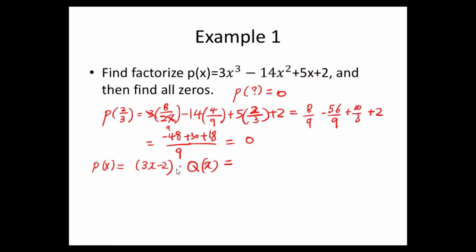Because it's a cubic polynomial, the quotient is going to be quadratic. So what you can guess is that the leading coefficient is going to be 1 because here you already have 3. So it's x squared. I don't know what's in the middle, but the last number should be 2. The last number is 2, but you have -2 here, so you have to multiply by -1. So this is as much as you can get.